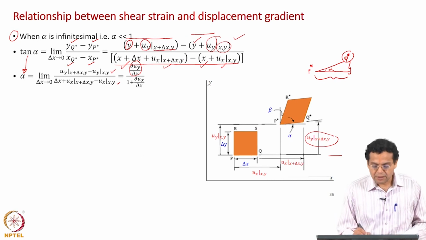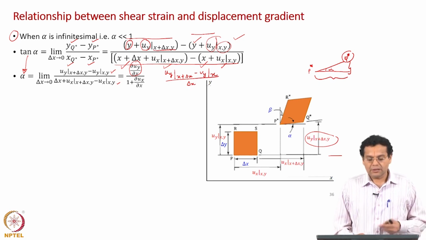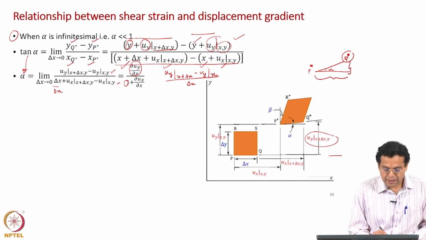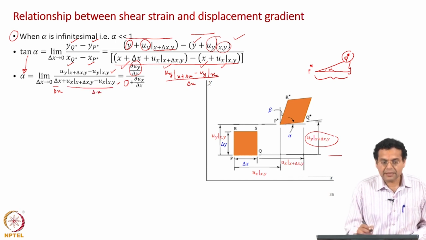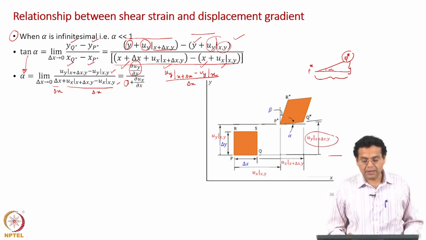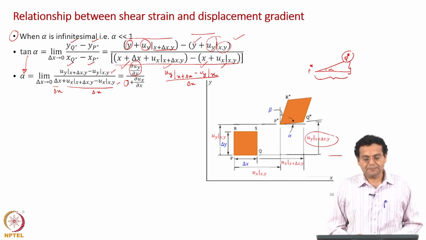You are dividing by delta x, the numerator and denominator. So, in the numerator you will have u y at x plus delta x, I am not writing the y, and then u y at x, divided by delta x, and the limit delta x tending to 0 gives you dou u y by dou x. Look at the denominator, you are dividing this by delta x. So, this becomes 1 here, and dividing this by delta x and taking the limit delta x tending to 0, you get dou u x by dou x. So, the numerator becomes dou u y by dou x, and the denominator is 1 plus dou u x by dou x.